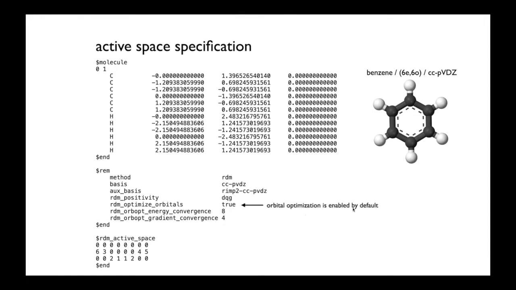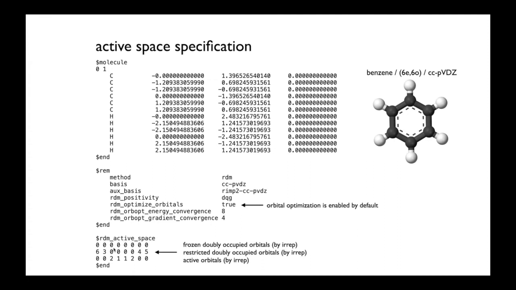Just a note, orbital optimization is enabled by default, so you don't actually have to specify this, but I wanted to point out the keyword if you ever wanted to turn it off for some reason. And you can control the convergence of the orbital optimization through either the energy convergence or an orbital gradient convergence, and these are the default parameters we use.